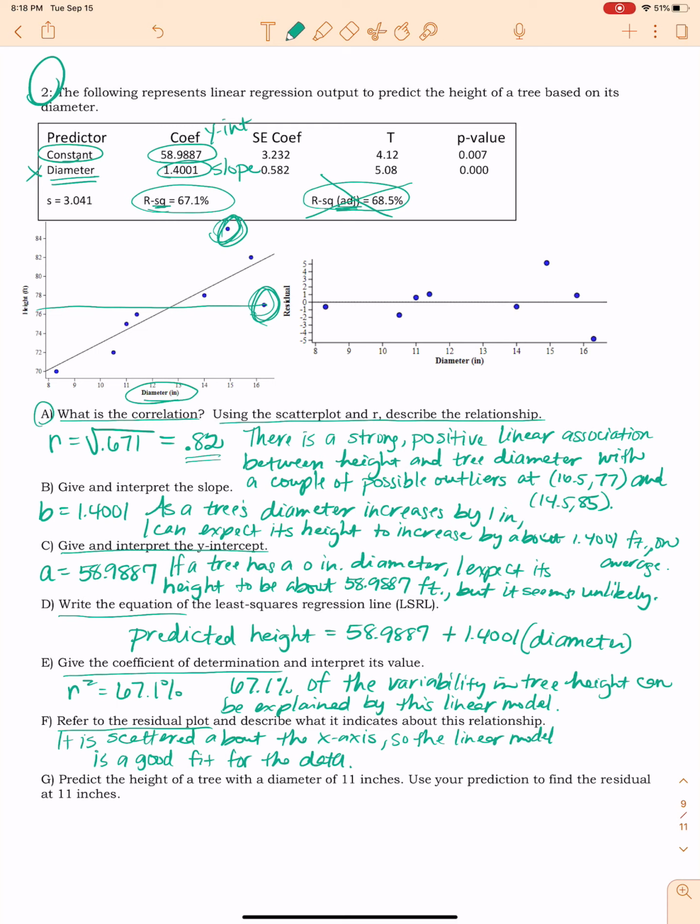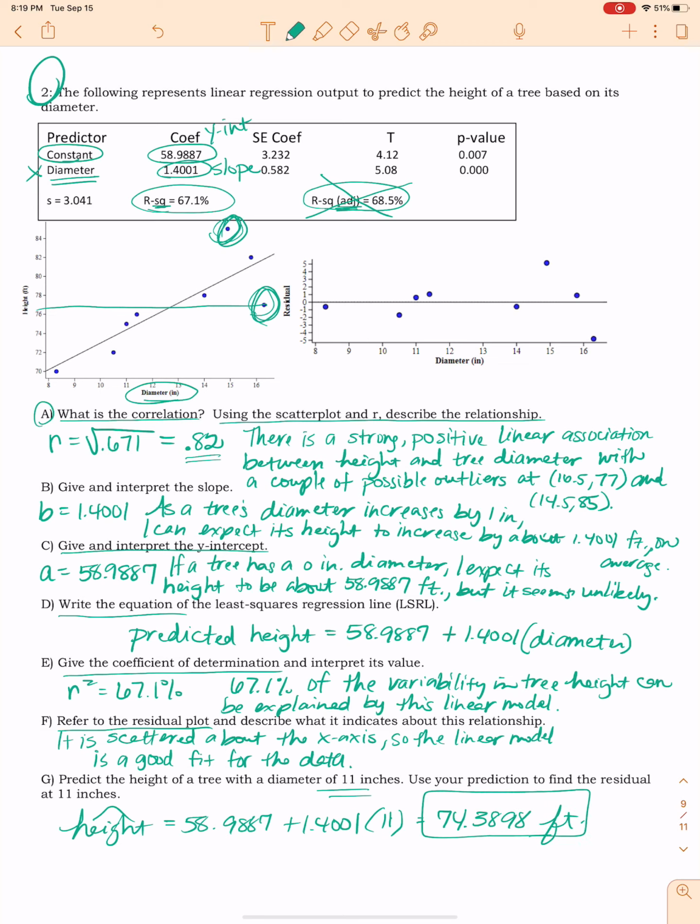If I'm predicting the height of a tree with a diameter of 11, I am going to find my predicted height. I know I'm using the symbol now, it's just to cut this back. This is already too long. Sorry, kids. These problems take a long time, and I feel like I need to explain as I go along, because I'm a teacher. So it's 74.3898 feet approximately.